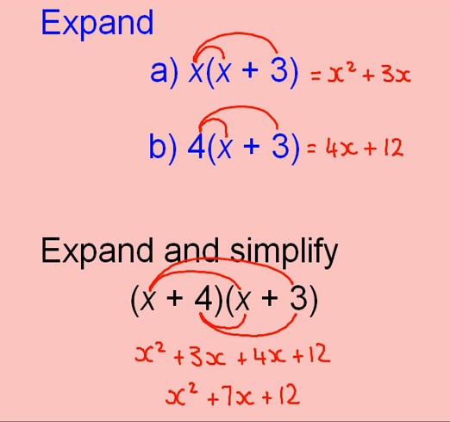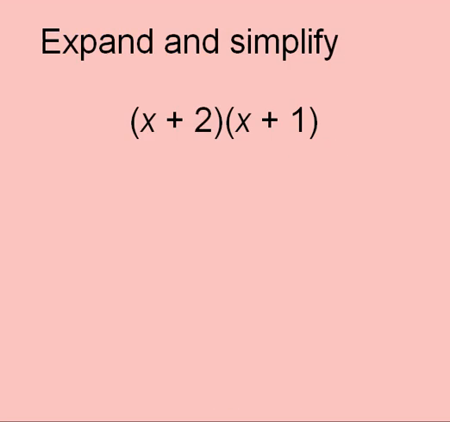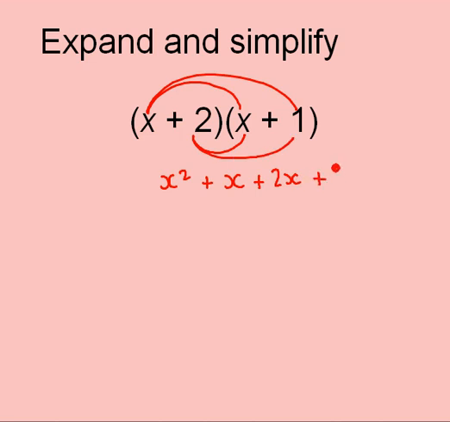You'll notice the question says expand, that's where I got this part from, and simplify, and that's this part here. So here's another one. I start by multiplying by x. So x times x, x squared, x times plus 1, plus 1x, which I write as plus x, plus 2 times x, plus 2x, plus 2 times plus 1, plus 2. That's the expand part. Now I need to simplify. So I've got x squared, plus 1x, plus 2x, so that's plus 3x, and plus 2 on the end.